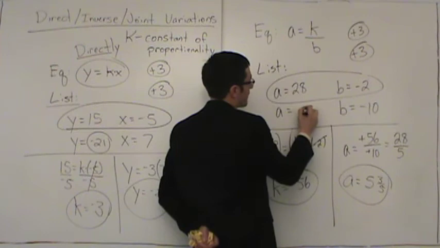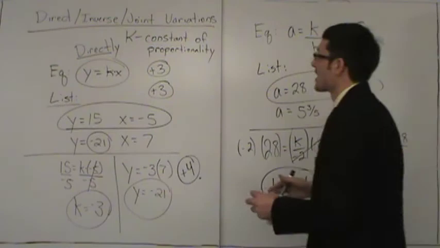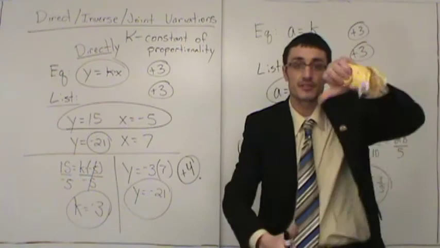Now, what did I say? Directly means they're doing what? Directly means they're doing the same thing, either both going up or both going down, and inverse means they're doing opposite things. For now, let's ignore the signs.